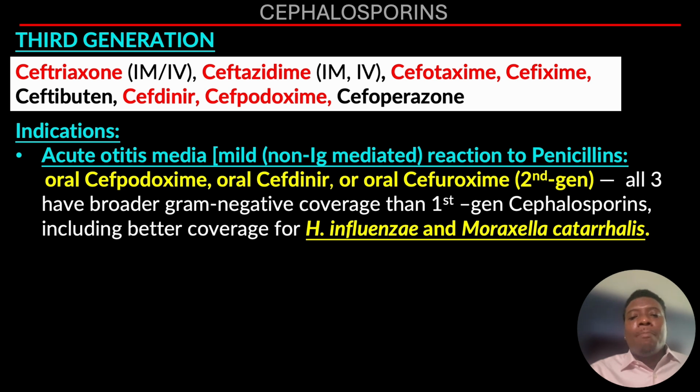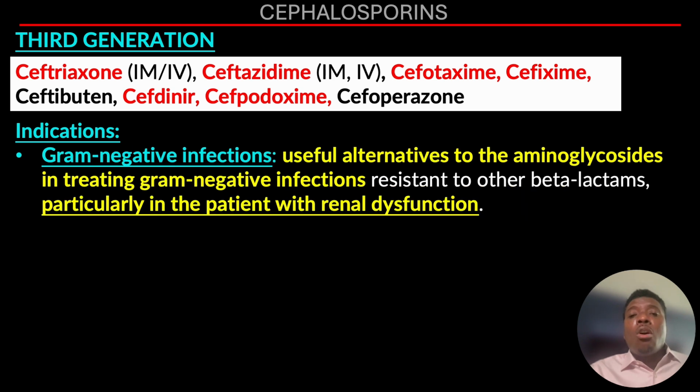All 3 of these antibiotics have broader gram-negative coverage, and they include H. influenzae, strep pneumo, and Moraxella catarrhalis, which are the 3 most common causes of sinusitis and acute otitis media. There are also alternatives for aminoglycosides in treating gram-negative infections because, remember, aminoglycosides are nephrotoxic and ceftriaxone is safe in renal insufficiency.